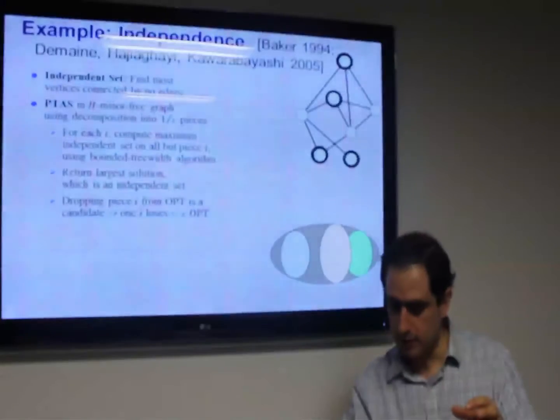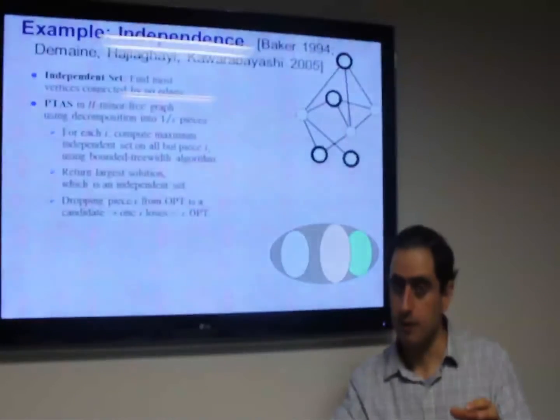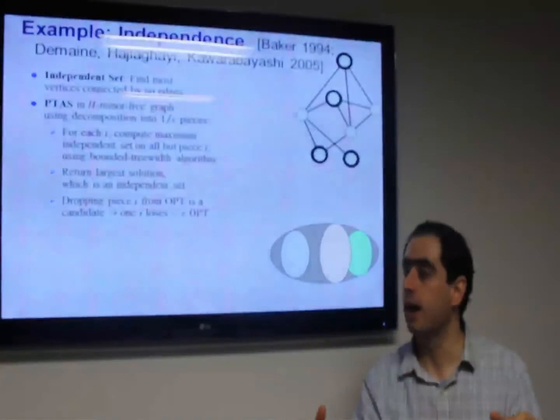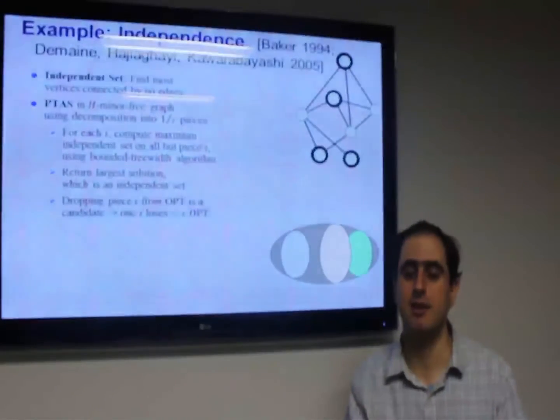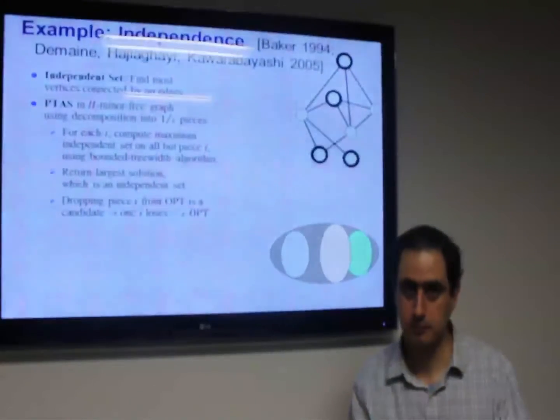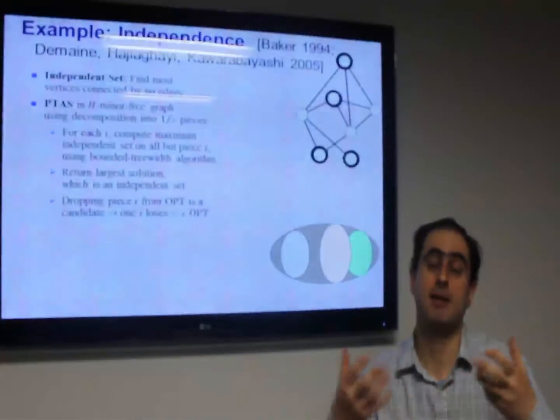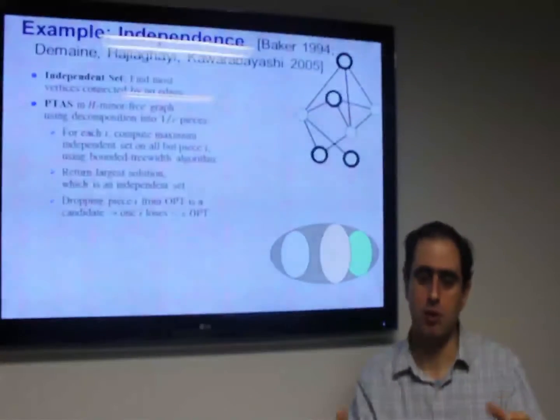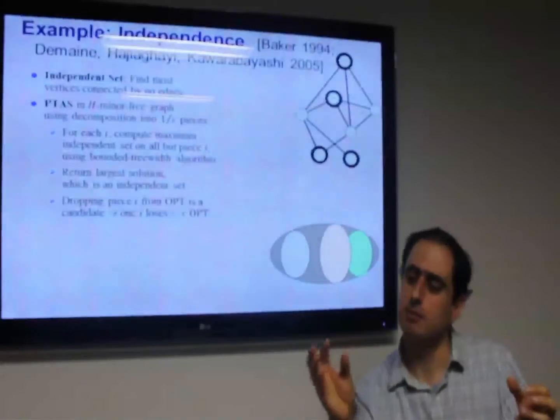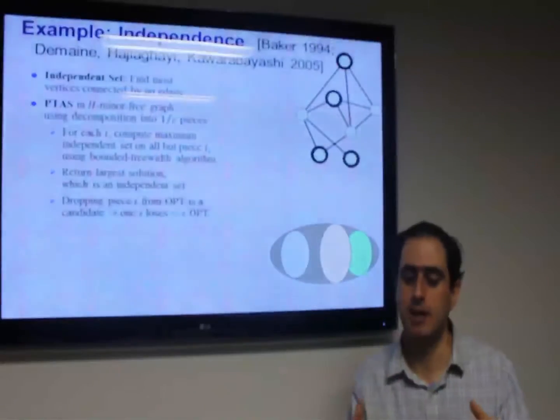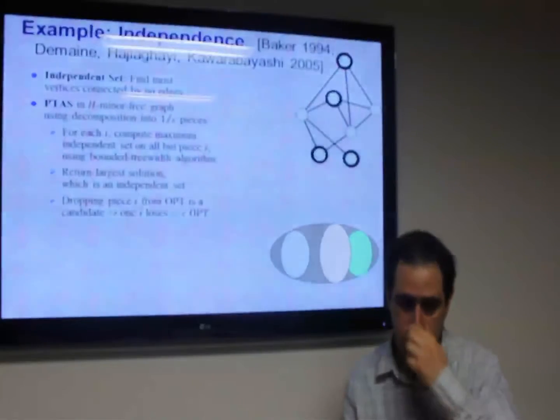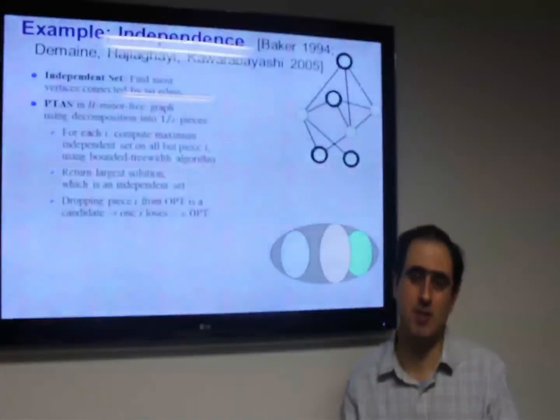But when we delete this vertex set, then the rest has bounded treewidth. For bounded treewidth, we can solve independent set in polynomial time, finding the maximum independent set. So essentially, we are finding the optimum except maybe this epsilon opt. So we are losing epsilon opt, and we get a 1 plus epsilon approximation for this problem, which is a PTAS.